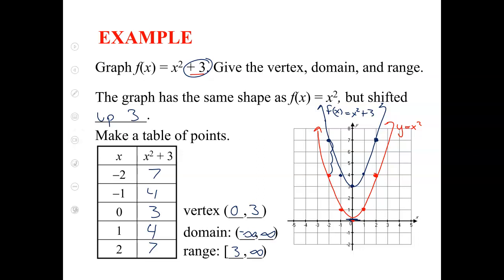A couple things I want you to note. That plus 3 gives you the y value of your vertex. And there was no change left or right. All we did was go up. So the vertex stays at 0 on the x-axis, but goes up 3 values on the y-axis. That 3 also changes that starting point for the range. Okay, so there's some connections there.